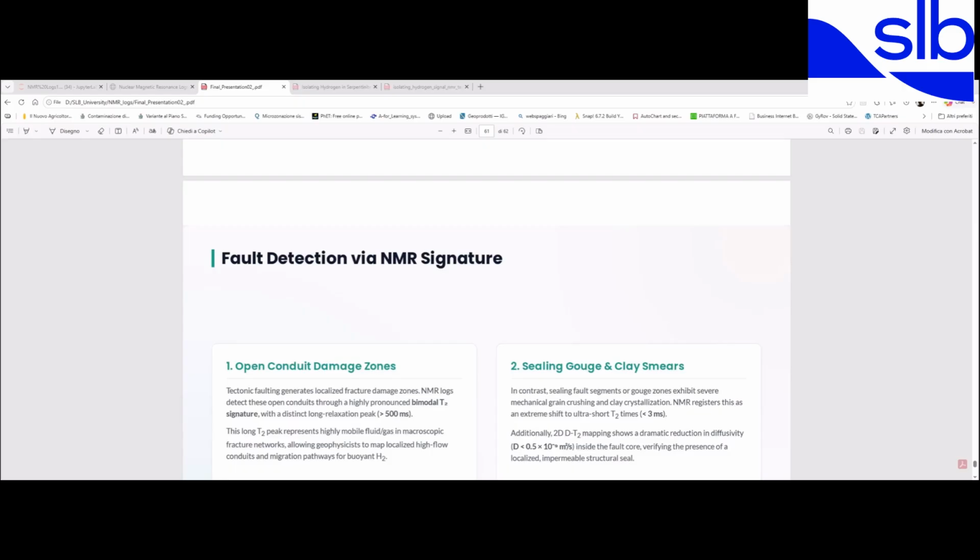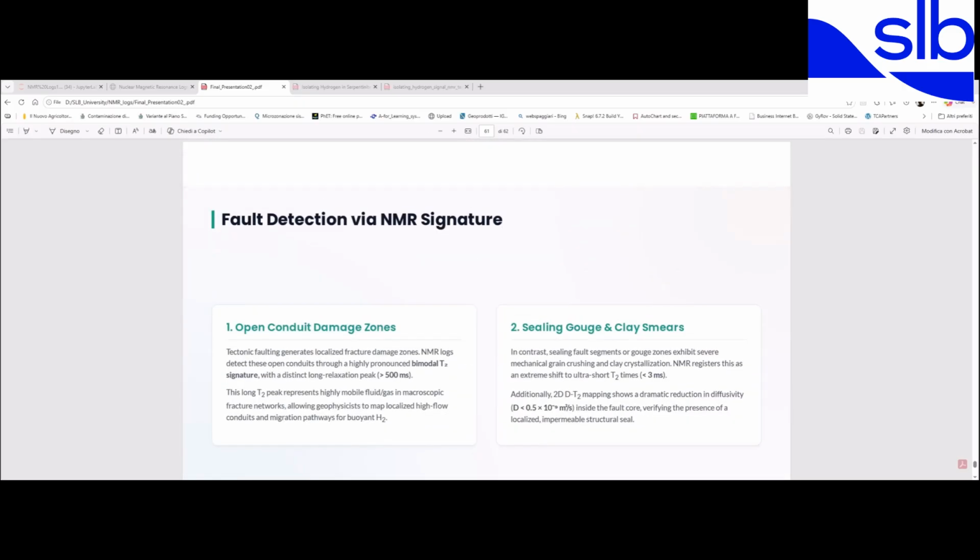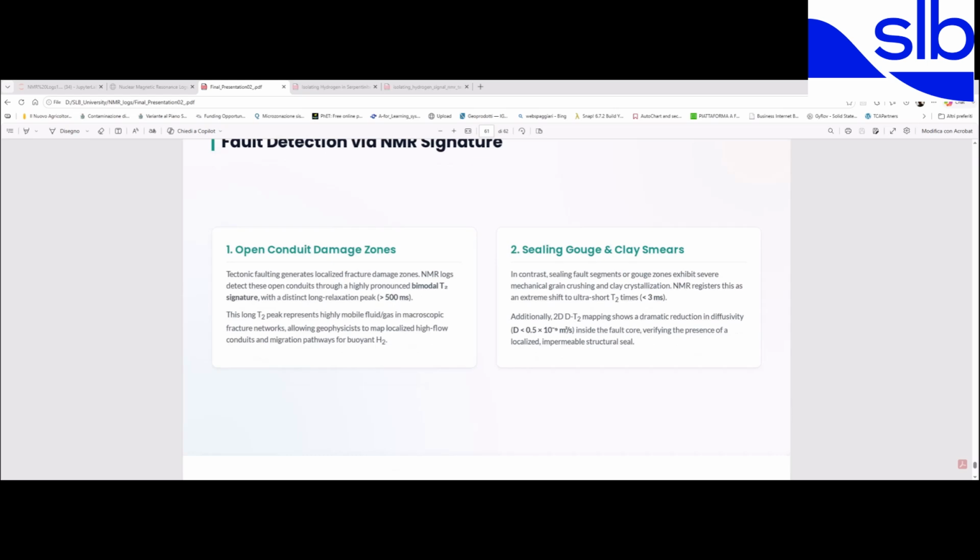Faults have their influence. If you are logging and you cut a fault, there is some influence on the NMR log. Tectonic faults generate localized fracture damage zones. NMR logs detect these open conduits through a highly pronounced bimodal signature. That is, when you have a fracture, generally you have a T2 relaxation time longer than 500 milliseconds. So this is a clear signature that in the vertical you are tracing a fault.